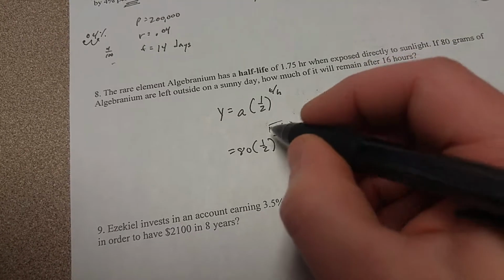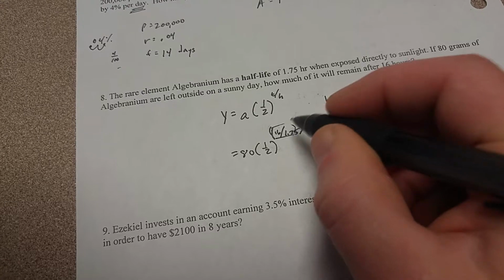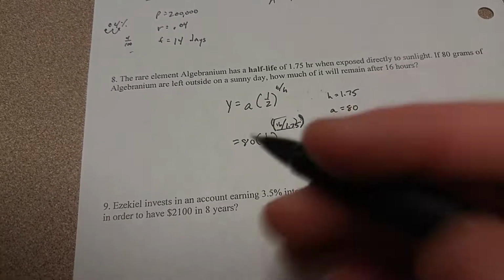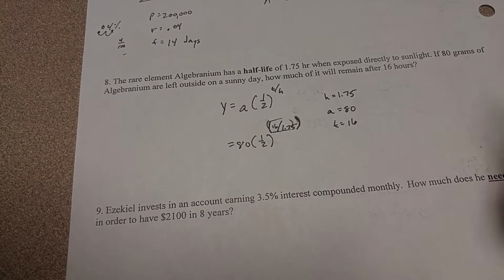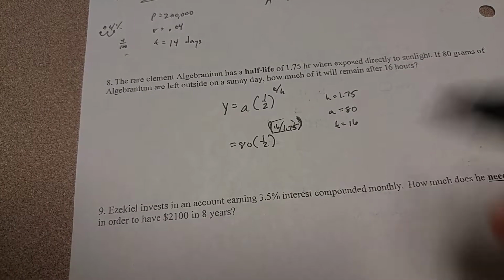And if you're putting this in your calculator, you have to put parentheses around that little fraction, or else your calculator is going to do 1/2 to the 16th. It's going to get that answer, and it's going to divide the whole thing by 1.75. And that's not what the formula says we want it to do. So be careful when you put that in your calculator.